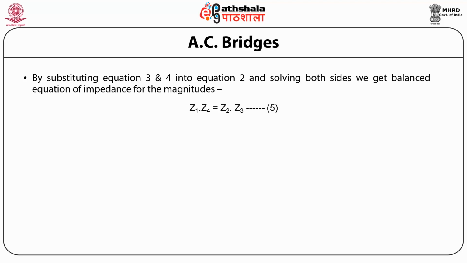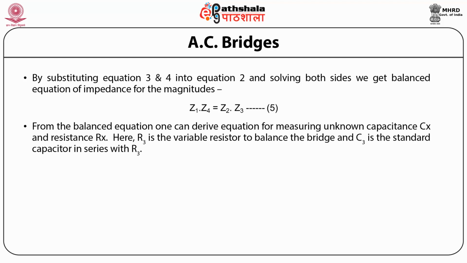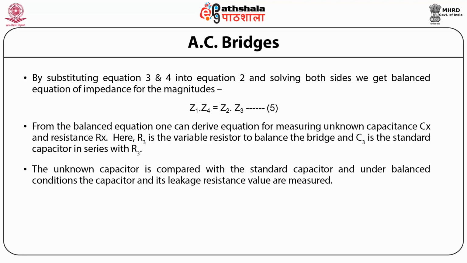This is equation 5. From the balance equation, we can derive the equations for measuring unknown capacitance Cx and resistance Rx. Here R3 is the variable resistor to be balanced in the bridge, and C3 is the standard capacitor in series with R3. The unknown capacitor is compared with the standard capacitor, and under balance conditions the capacitor and its leakage resistance value are measured.